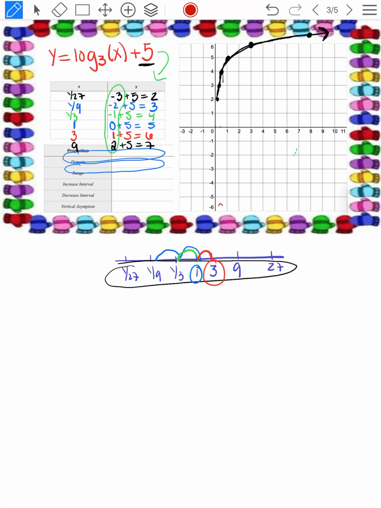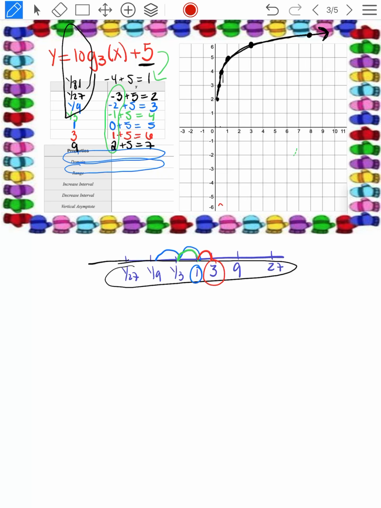So this arrow is going to indicate to me that I'm going up as I continue on to the right. Similarly, if I was to extend my number line the other way, I would have 1/81, and that would take me negative 4 plus 5, which would get me 1. And we can see that these x values are just going to keep getting smaller and smaller, but they're going to stay positive fractions. They're never going to get below 0. I'm going to have 1/81, and then 1/243, and then 1 over a bigger number, and they're going to get smaller and smaller and closer to 0.